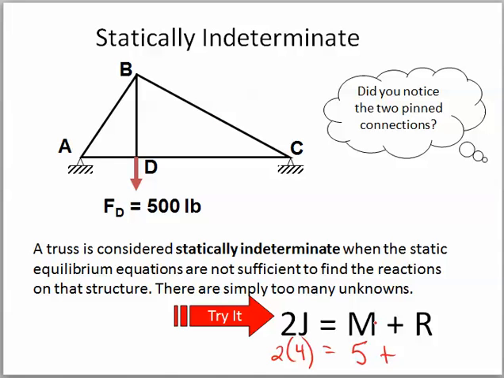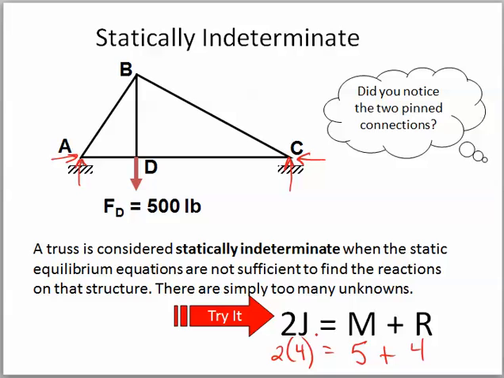And then the reactions. Well, there's a reaction here. It's pinned. So it's going to have a reaction that goes up and down, and it's going to have a reaction that goes right and left. This is a symbol for a pin. So again, we're going to have those same 2 reactions. Well, I've got 1, 2, 3, 4 reactions. As you can see, this problem is not statically determinate. This is statically indeterminate.